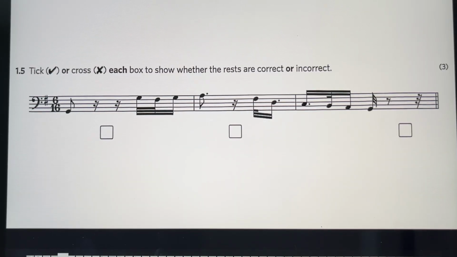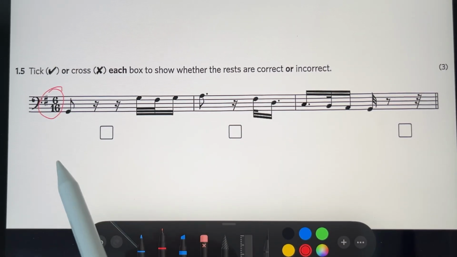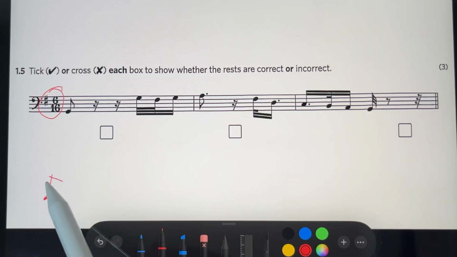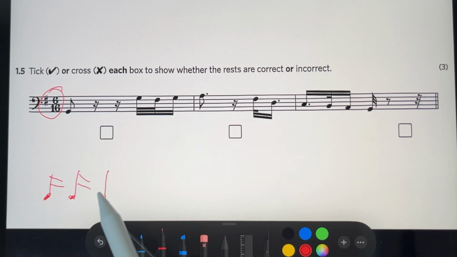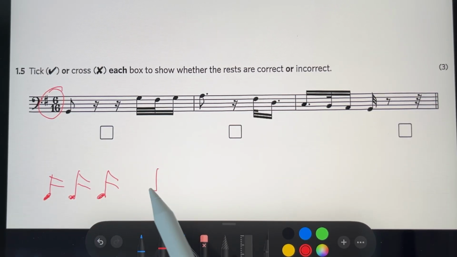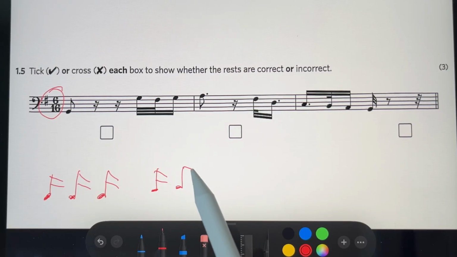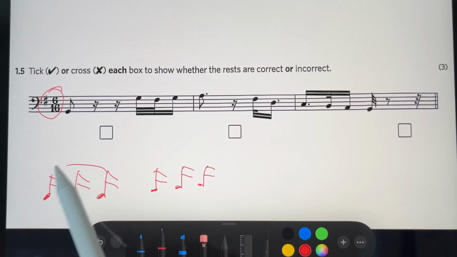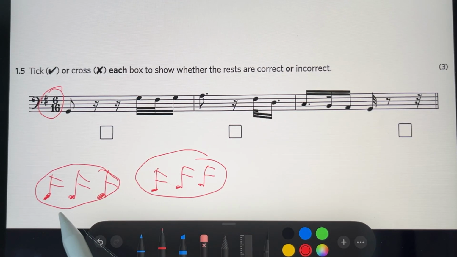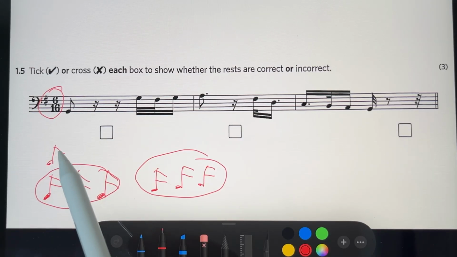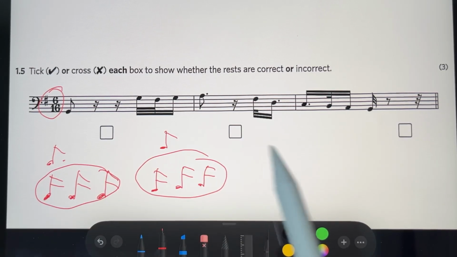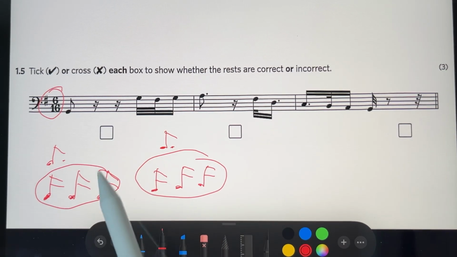1.5, we are going to find out which rests are accurate. So 6/16, let's look at the time signature. 6/16 will be 3 semiquavers in a group and 3 in a group. So in other words, it's a dotted quaver in a group. Okay, so we are going to group them in this way.